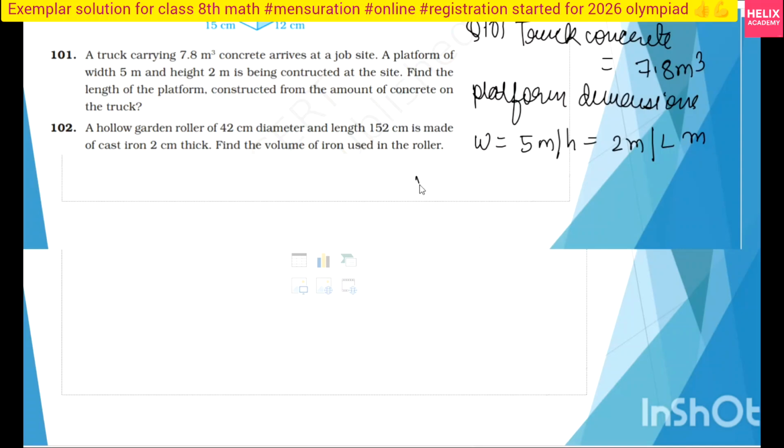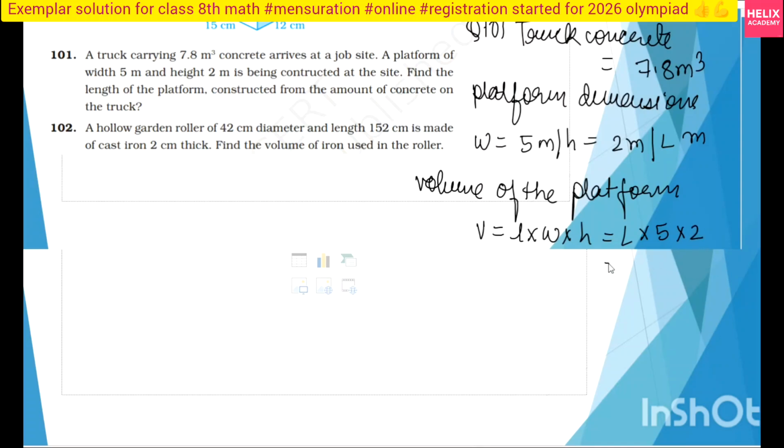So I can say that the volume of the platform will be length into width into height. So it is L into 5 into 2, that is 10L. But this volume has to be equal to the concrete volume. So 7.8 is equal to 10L. By this, L is equal to 7.8 divided by 10, or 0.78 meter. Okay, the length of the platform will be 7.8 meter.